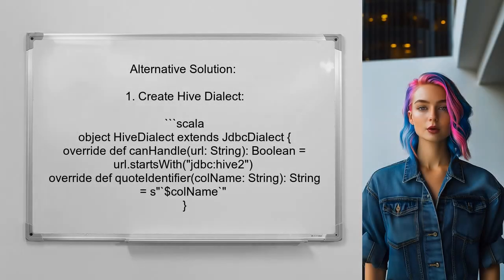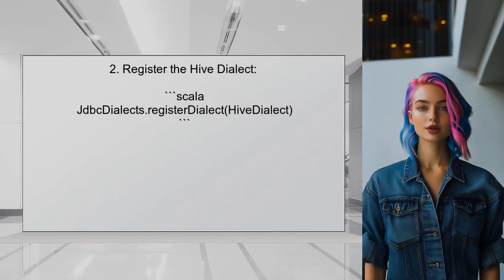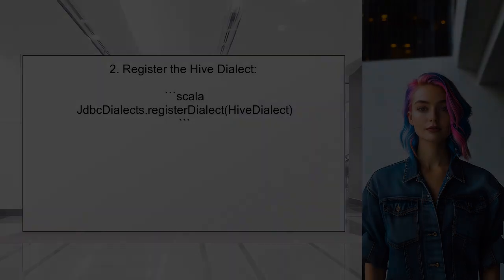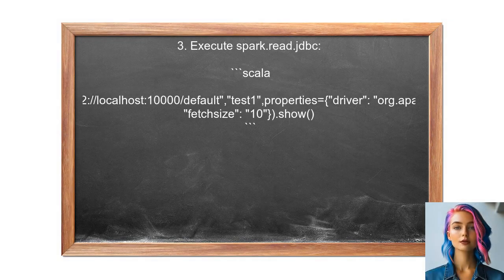An alternative solution provided by Paul Staub involves creating a custom Hive dialect. This dialect ensures the correct quotes are used for escaping column names. First, define the Hive dialect by overriding the canHandle and quoteIdentifier methods. Next, register the Hive dialect before calling spark.read.jdbc. This step is crucial for the dialect to be recognized. Finally, execute the spark.read.jdbc command with a fetchsize option to retrieve the data correctly.